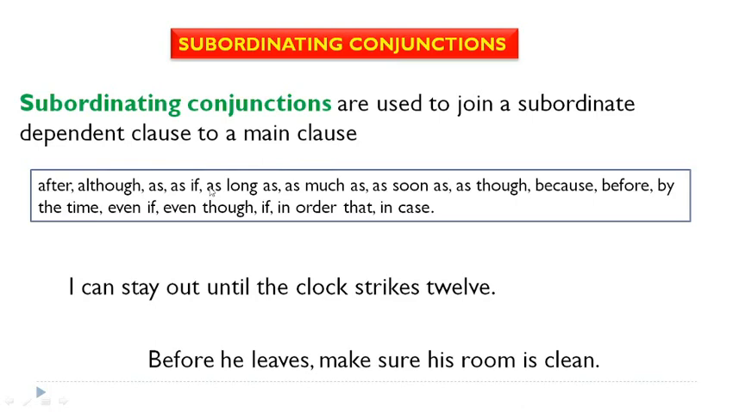Some subordinating words: after, although, as if, as long as, as much as, as soon as, as though, because, before, by the time, even if, even though, if, in order that, in case, etc. Example: I can stay out until the clock strikes 12. Before he leaves, make sure his room is clean.